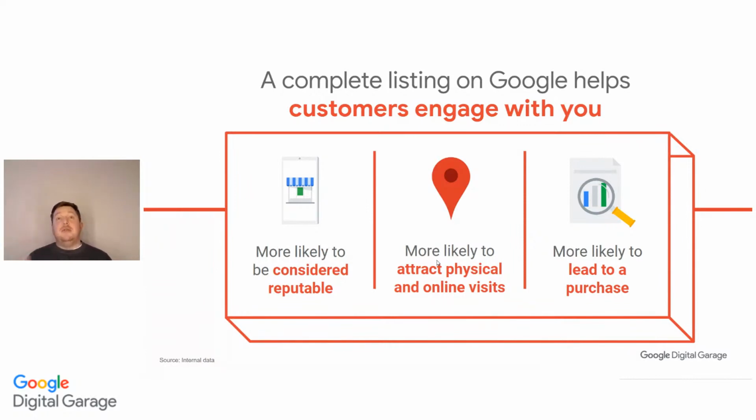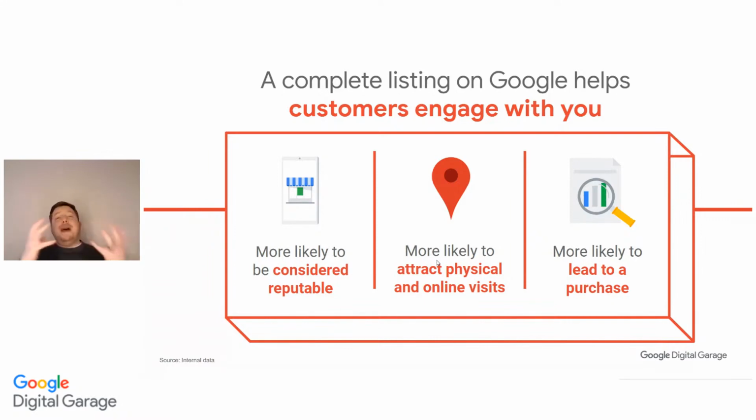They click on your website, or they click on your booking, or they click on your how to order a takeaway button or order now. Boom, straight through to the order section. They've typed in the name of your business, they've clicked on a button, they're straight to where they want to be. They know all the information they need. So more likely to be considered reputable because it's got a completed listing, more likely to attract physical or online visits because it's a completed listing, and more likely to lead to a purchase.